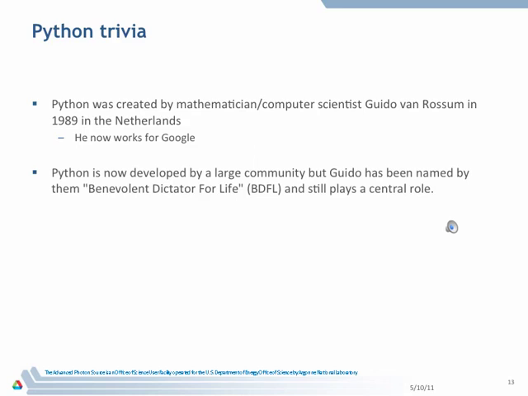First of all, Python was developed by a person with both a mathematics and computer science background named Guido van Rossum. He now works for Google, and Google's quite interested in Python. He is no longer the sole person producing Python, but the very many people who are working on Python in its continued development have named him benevolent dictator for life.